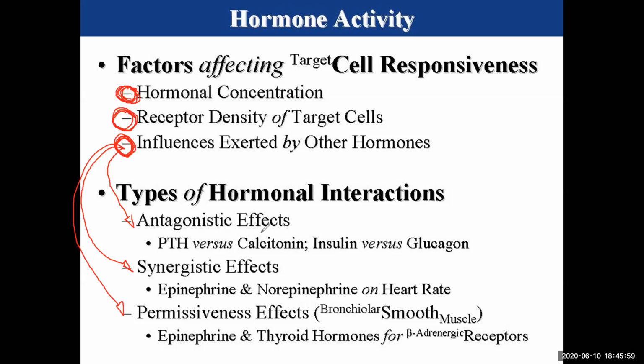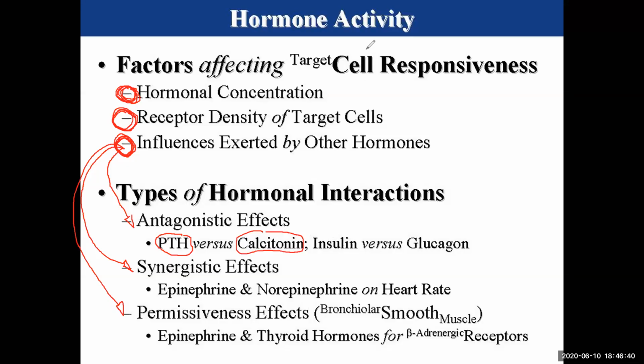Antagonistic effect is, for example, PTH and calcitonin. PTH will increase the concentration of calcium in your blood back to normal level. Calcitonin will decrease your blood calcium back to normal level. So PTH is released in response to a drop of blood calcium. Calcitonin is released in response to a spike, an increase in concentration of calcium in the blood.